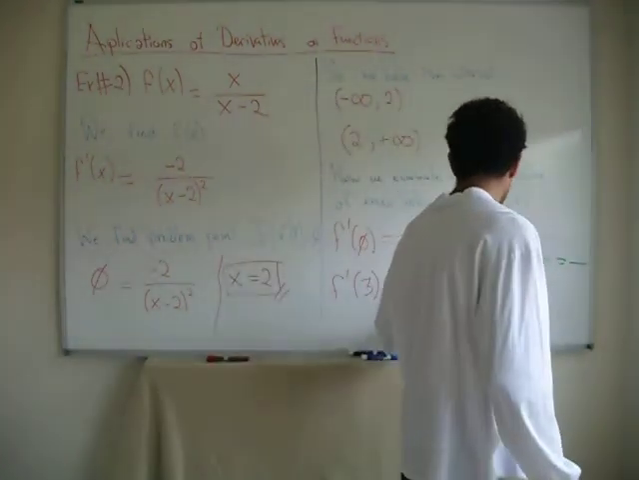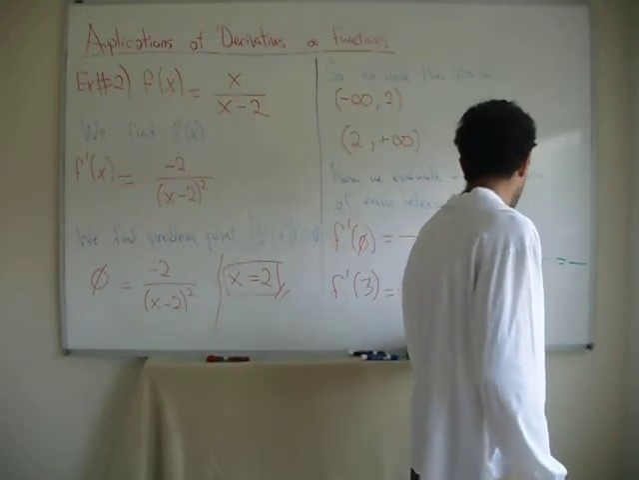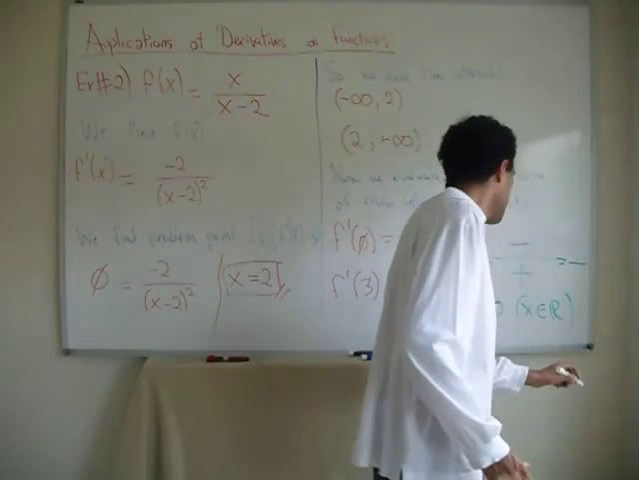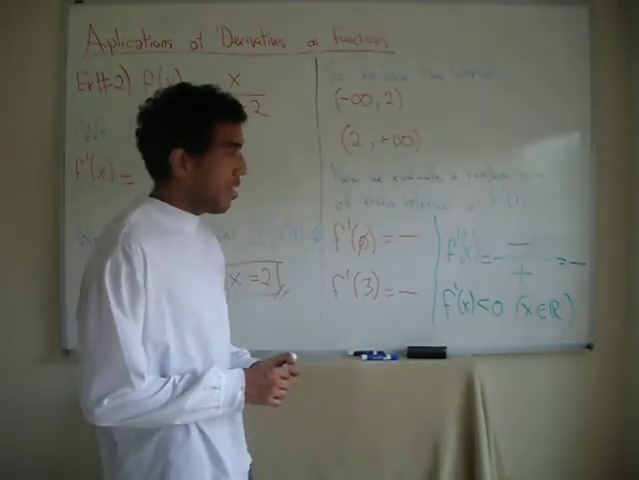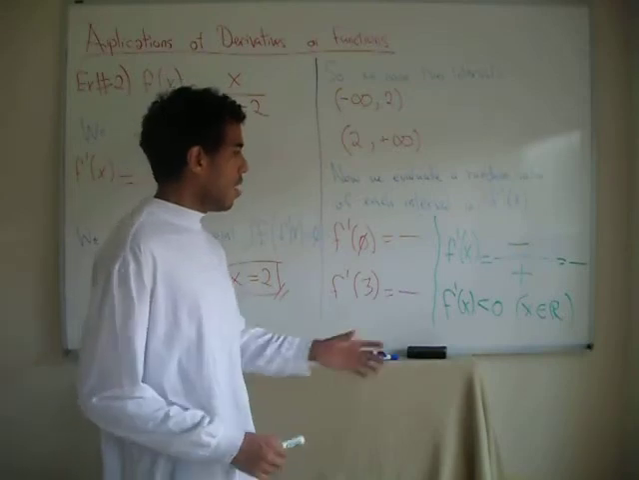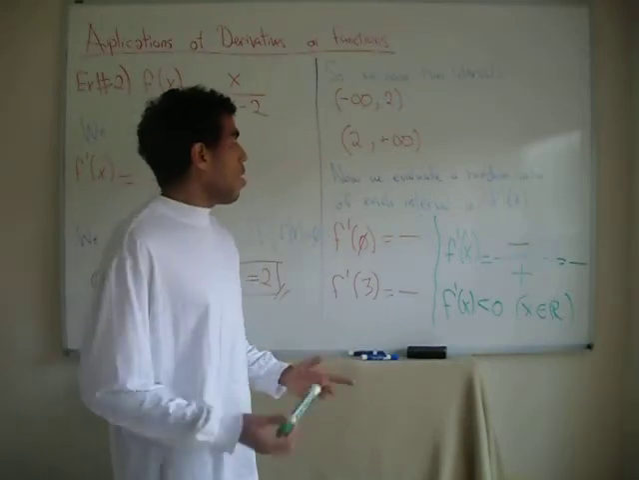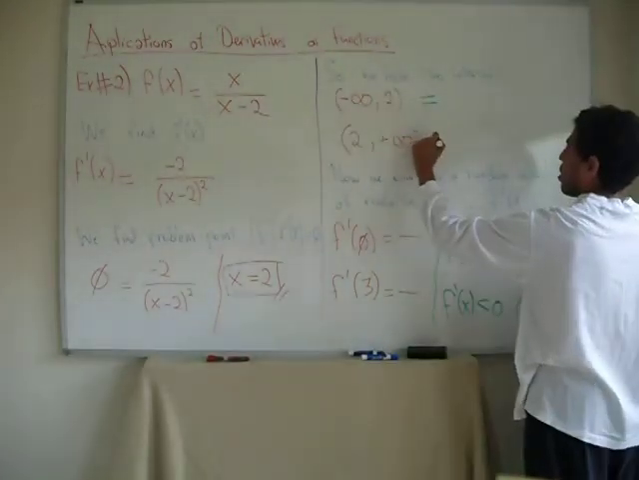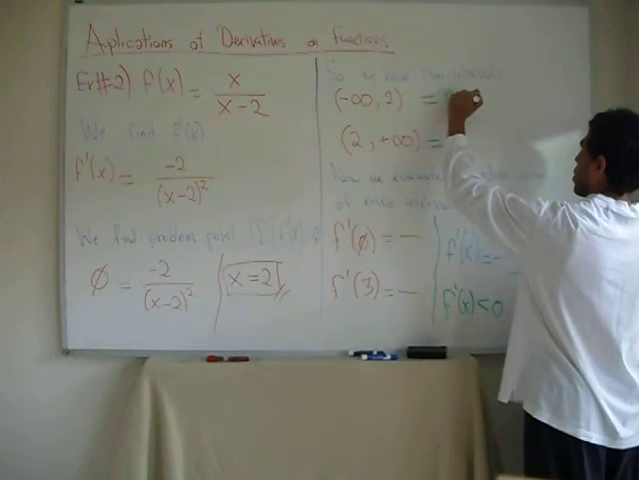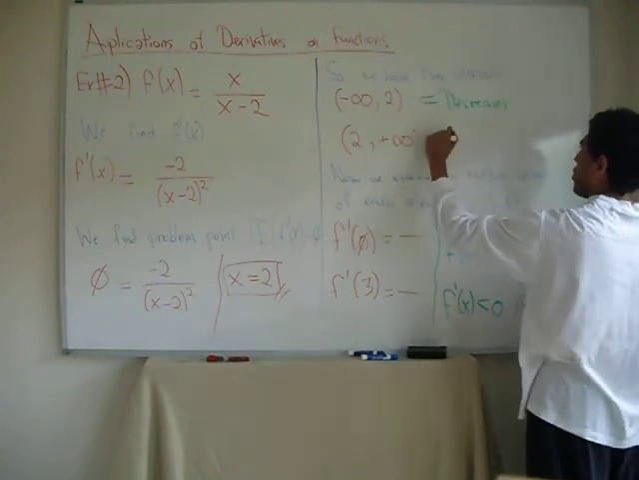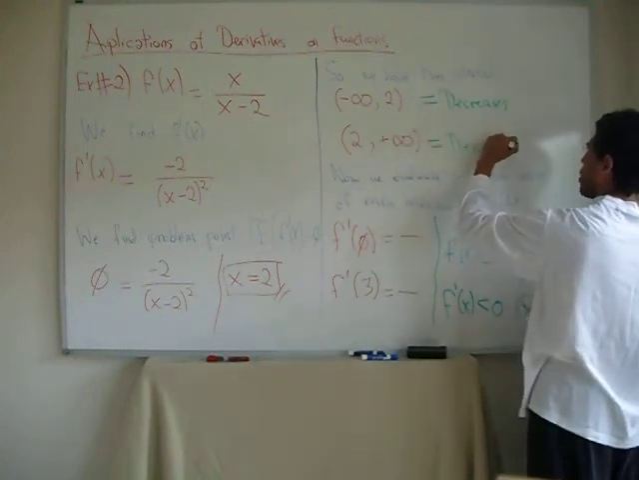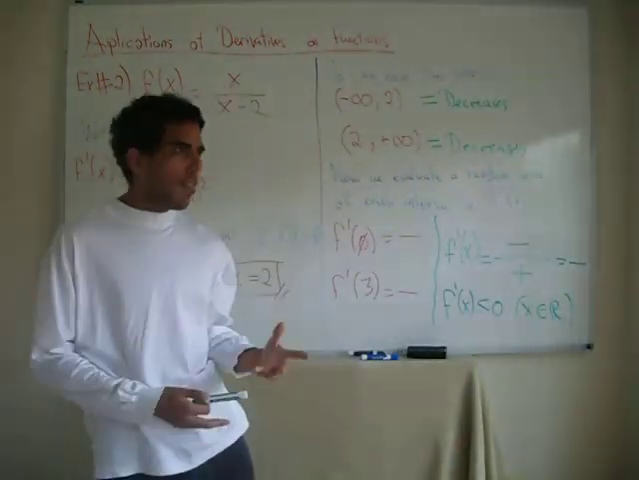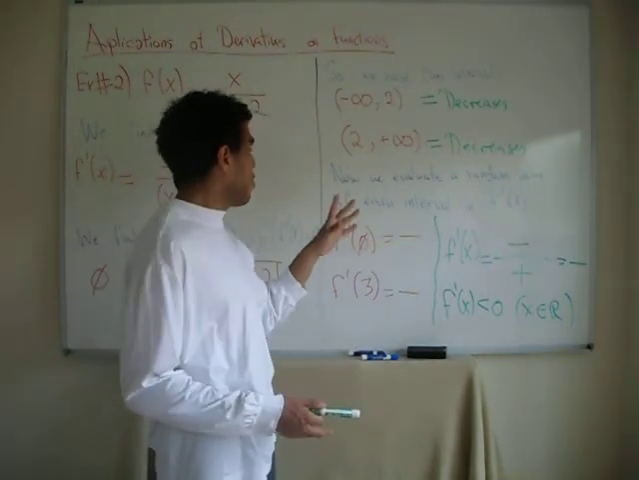F prime is negative for all x in the reals, except of course x equals 2. But other than that, f prime is going to be always negative. So in these two intervals, the function decreases and the function decreases. Well, you will ask, how's that possible? Can a function be decreasing always, even if we have two intervals that are delimited by a problematic point?